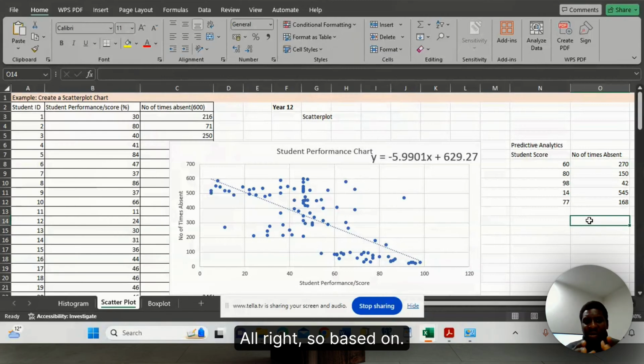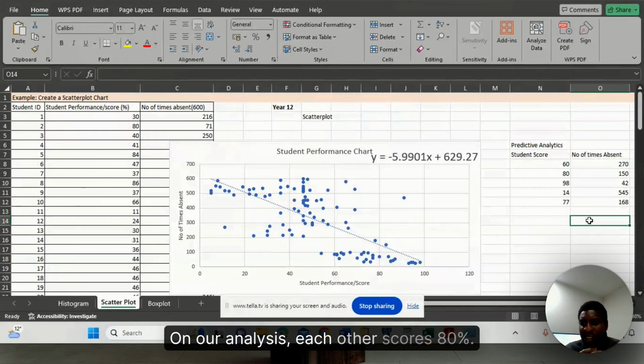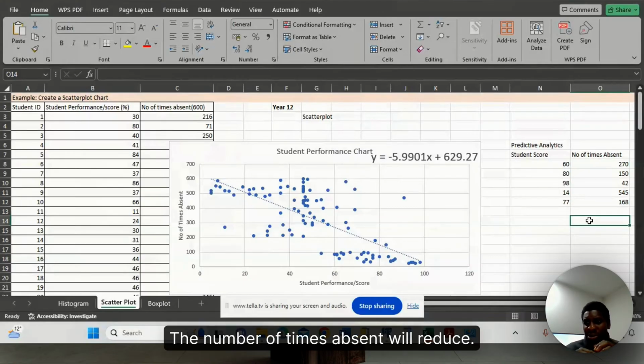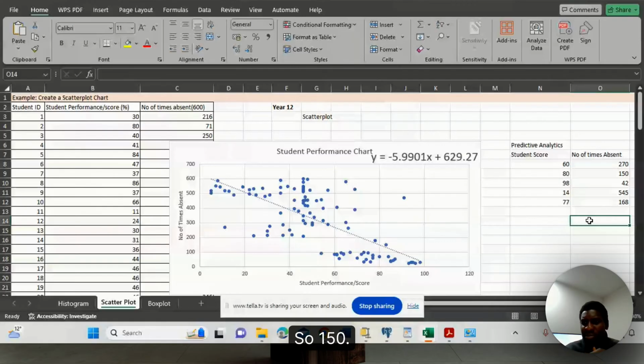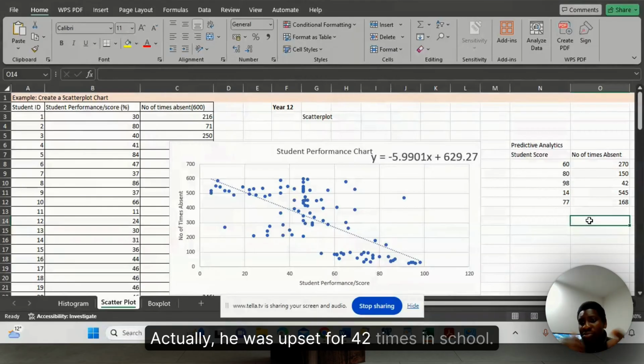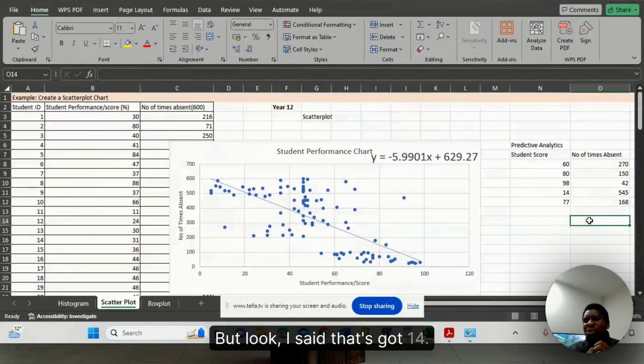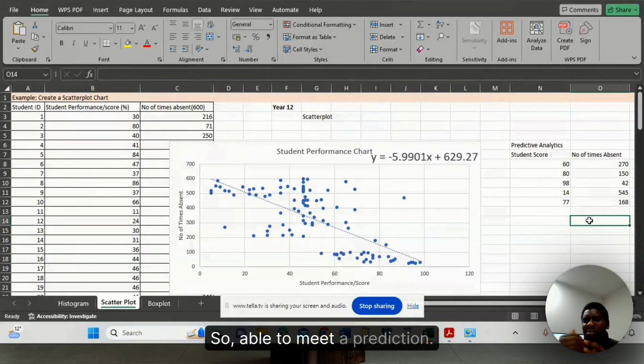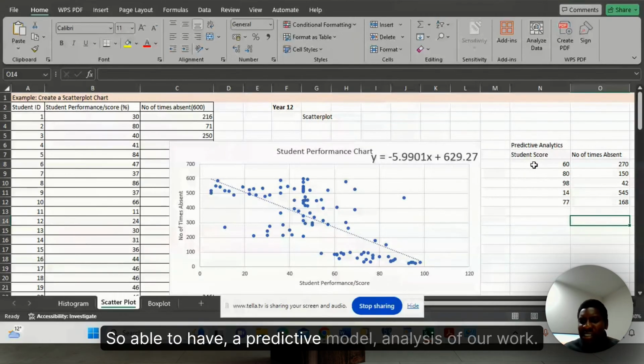Based on our analysis, a child that scores 80%, the number of times absent will reduce. It's not up to 600, so 150. Now this child scored 98%. Wow, very high. So he was absent for 42 times in school. But look at the one that scored 14%. This shows that he would surely be absent for like 545 times in school. And the child that had 77% was absent for 168. So we're able to have a predictive model and analysis of our work.